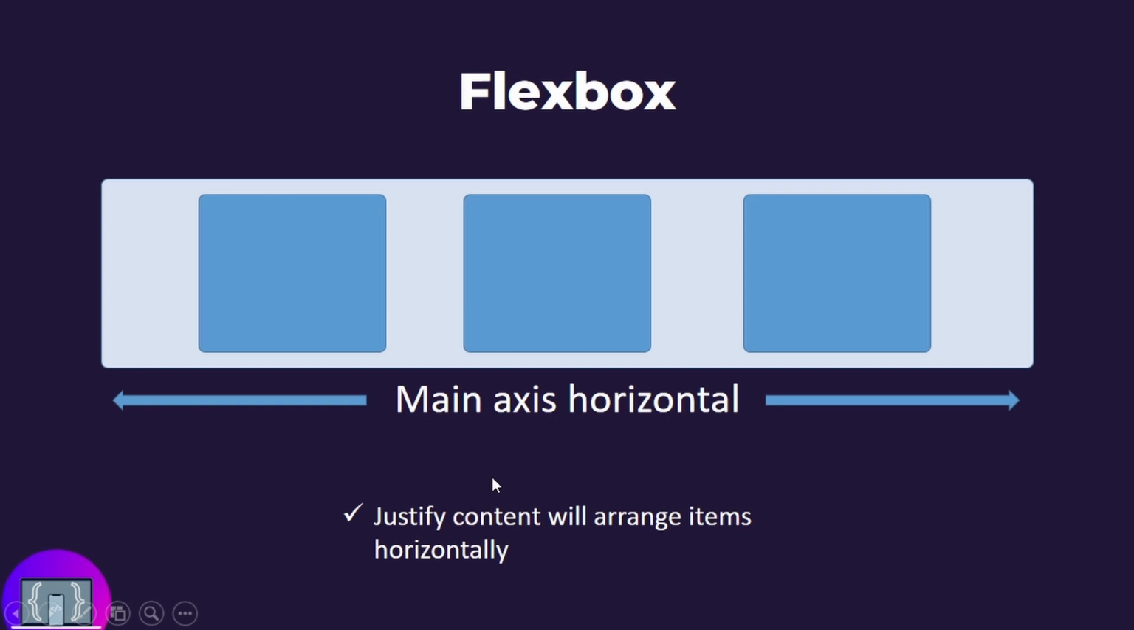Another main concept you need to take note of is the direction of the flex container. So in this case, the flex axis, which is the main axis, is horizontal. So you see that the main axis being horizontal, the justify content property is going to arrange items horizontally. So you see that these items can be placed maybe to the start, to the end, maybe some space between them, but all that is going to occur horizontally using this justify content property.